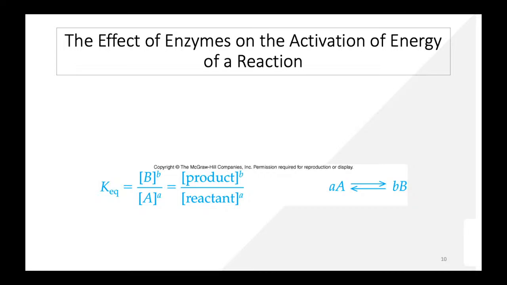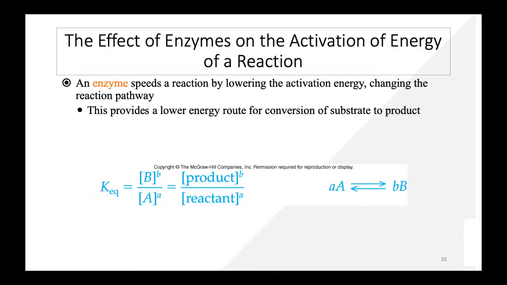Now, the effect of enzymes on the activation energy of a reaction. Here we can see a reaction with A with a numerical coefficient on top and B with a small b. This is a reversible reaction. This is your equilibrium constant, K equilibrium. The value will be your product raised to the power b, over the reactant raised to the power small a.